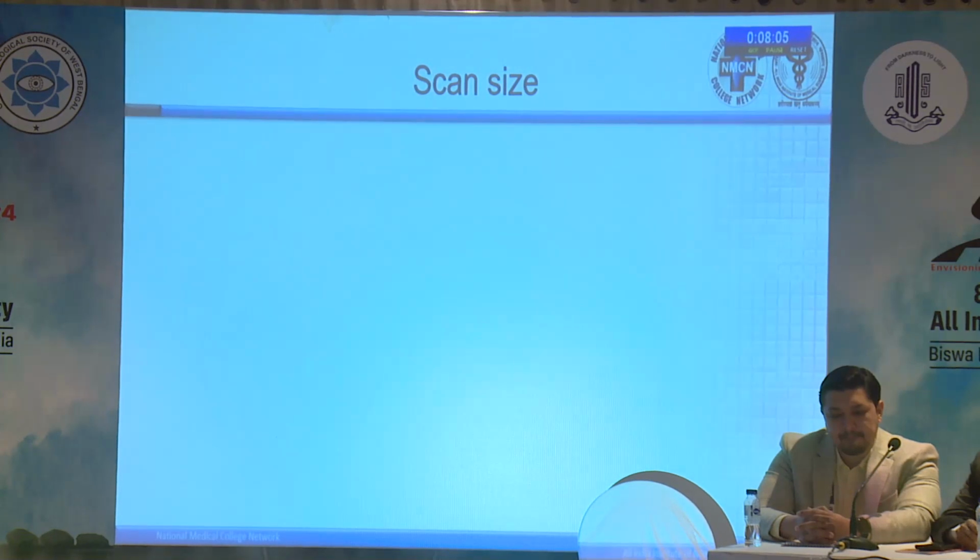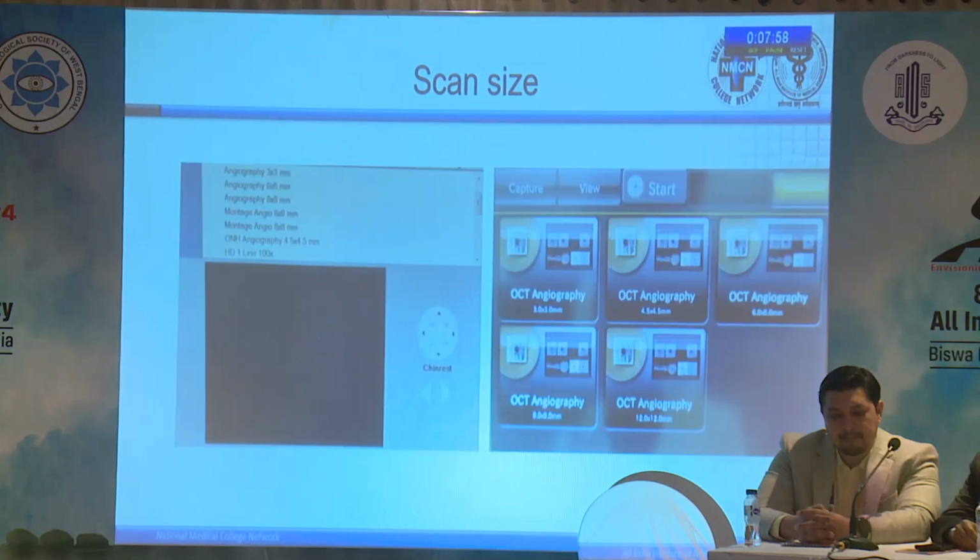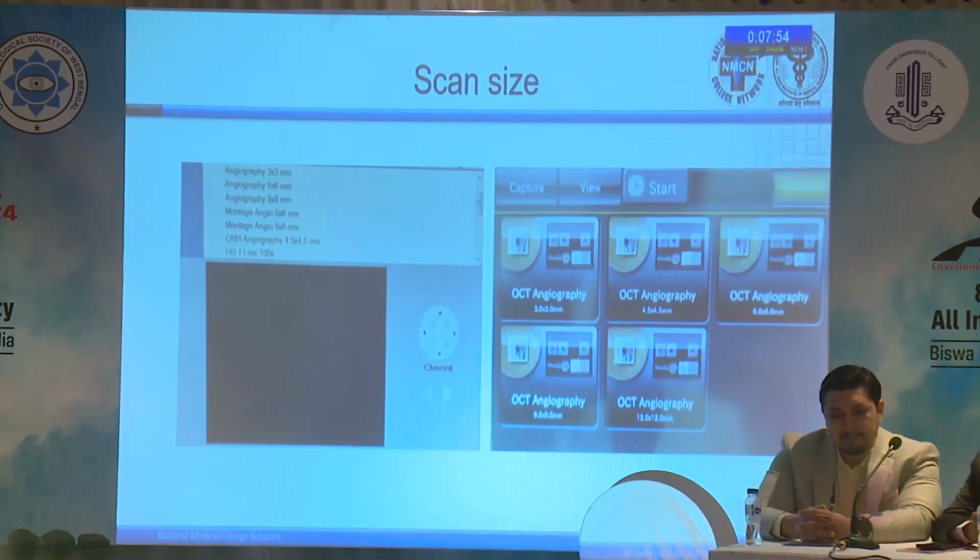Now, it is important what scan size we should choose while we are going ahead with the OCT angiography of the tissues. You can have different scan sizes available in different machines. Traditionally we have 3 by 3 mm, or 4.5 or 6.